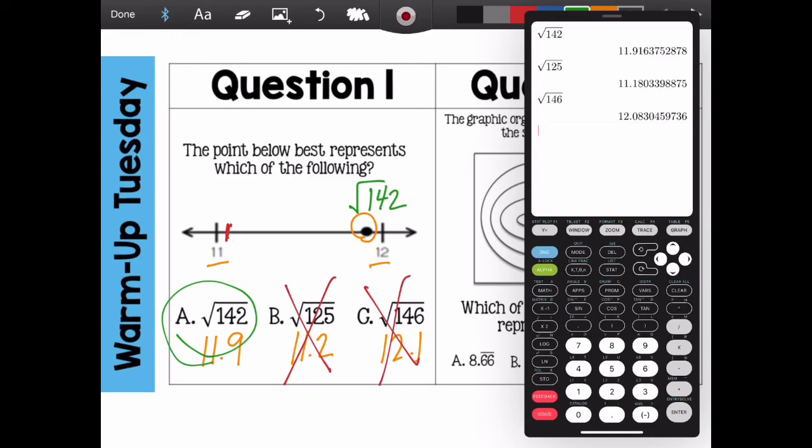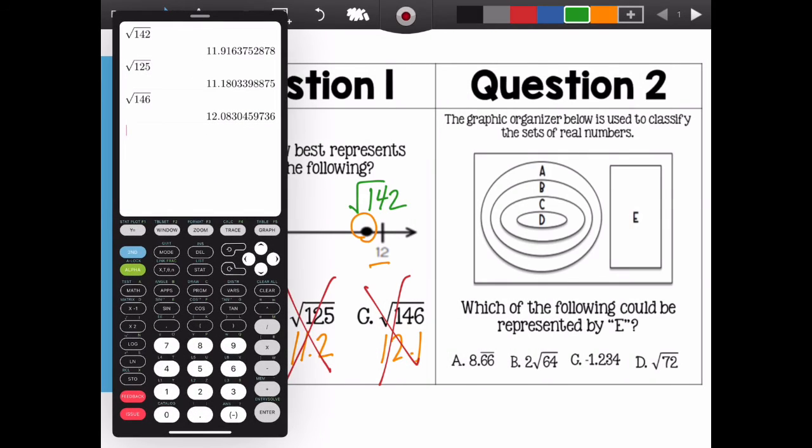Okay, so moving on to number 2. Question 2 says, the graphic organizer below is used to classify the sets of real numbers. Which of the following could be represented by E? The first thing here is we need to understand what this diagram is representing. This diagram is representing the real number system, and within that are these different subsets identified with these letters. We need to be able to identify that.